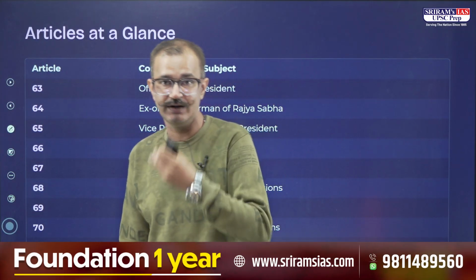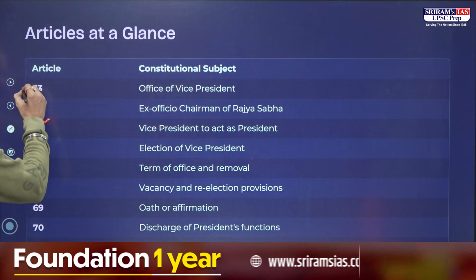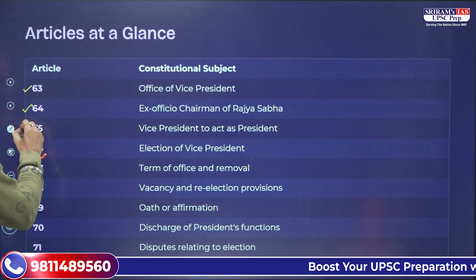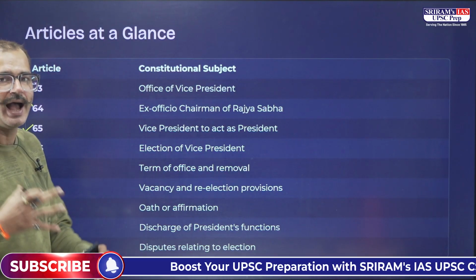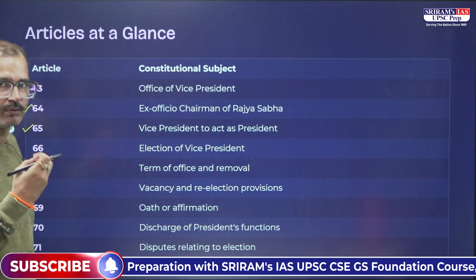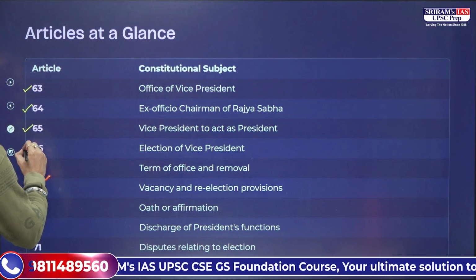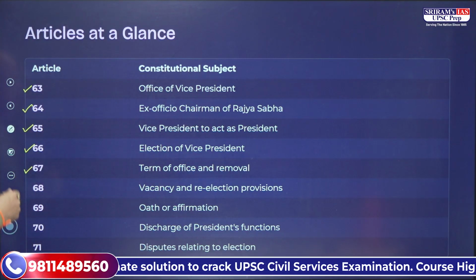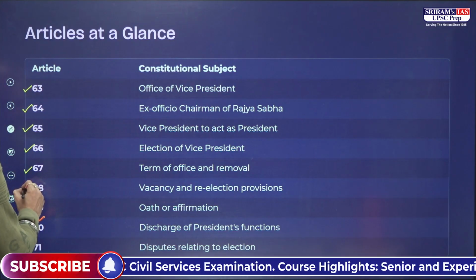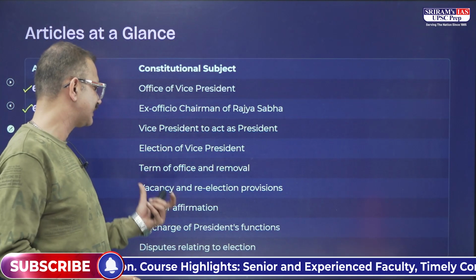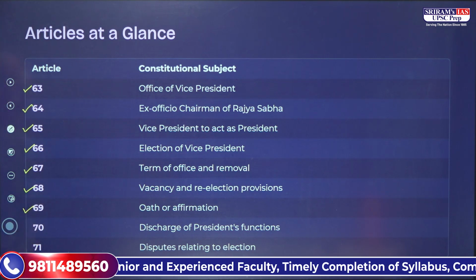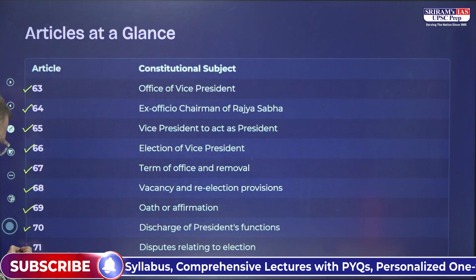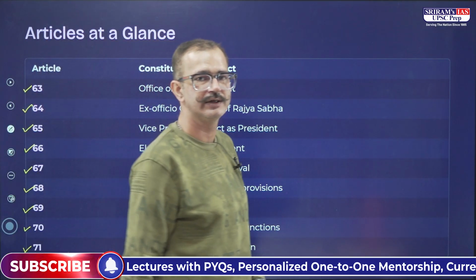Now, these are the articles that deal with the Vice President of India. Article 63 gives the office of the Vice President. Article 64 says that he will be the ex-officio chairman of Rajya Sabha. Article 65 provides that he has to act as the President during the vacancy in the President's office. Then Article 66 provides for the election of the Vice President. The term of office is given under Article 67 along with the removal process. Then the vacancy and re-election provision is provided under Article 68. Then Article 69 gives the oath and affirmation, Article 70 is about discharge of the President's functions, and Article 71 is about disputes that relate to the election.